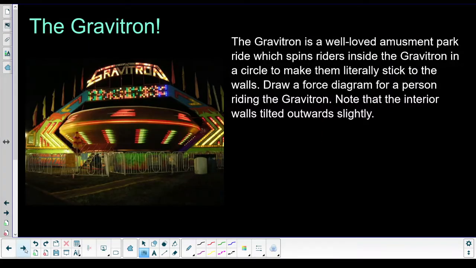Let's talk about this sweet question. Have you guys ever ridden on one of these? If you haven't, you should go find a theme park that has one.